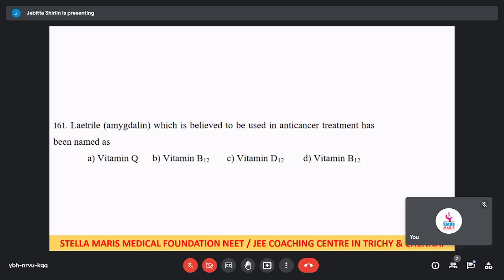B17, but unfortunately the options given here are totally wrong. Just B17, children, please make a note. Have you noted? Yes. Okay, we'll proceed now.